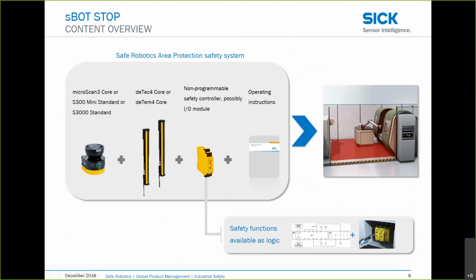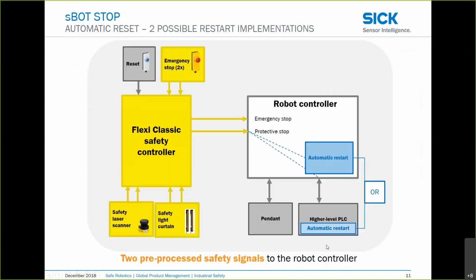What we're giving you in the sBot stop is a laser scanner, light curtain, and a control module with your logic built in. So the idea here is that you've got the hardware kit and you've got your logic built in, so you don't have to write any logic with these kits. Some of them you may want to modify, but the base logic is all written for you. In the sBot stop, you've got your reset, your emergency stop, a Flexi Classic module which doesn't use any software. It's just dip switches, laser scanner, light curtain, and then that ties directly into your robot controller. And in the robot controller, you'll either have your emergency stop or your protective stop or both.